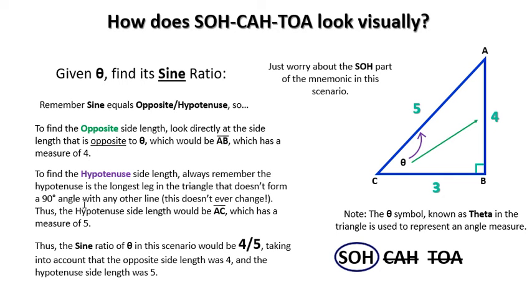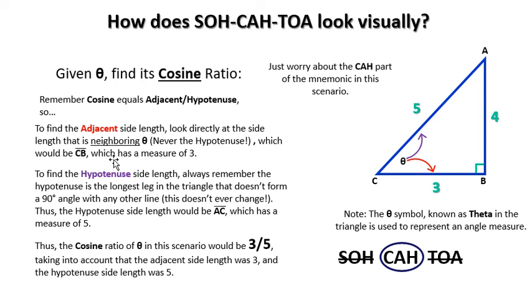And then to find the hypotenuse side length, always remember the hypotenuse is the longest leg in the triangle that doesn't form a 90-degree angle with any other line, and this doesn't ever change. Thus, the hypotenuse side length would be line AC, which has a measure of 5. Thus, the sine ratio of theta in this scenario would be 4 over 5, taking into account that the opposite side length was 4 and the hypotenuse side length was 5, when we're going by SO in the SOH-CAH-TOA part.